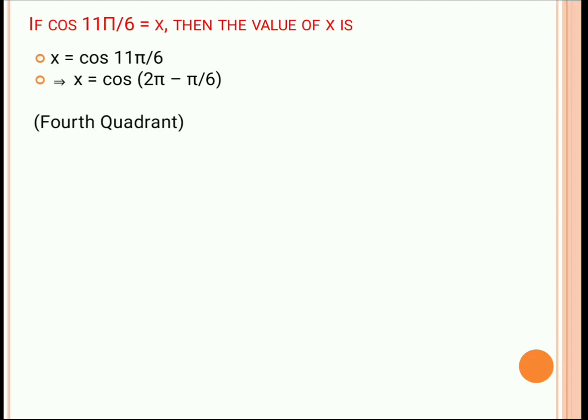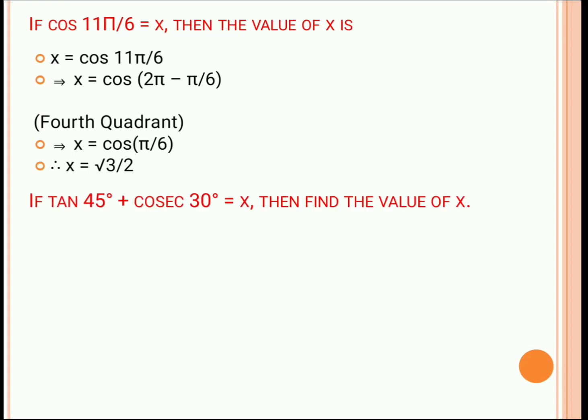Now this angle is in the fourth quadrant, so x will be equal to what? Cos pi by 6, because the value of cos in the fourth quadrant is positive. Now cos pi by 6 is nothing but cos 30 degree. Now the value of cos 30 degree is root 3 by 2. So the answer for the value of x over here is root 3 by 2.